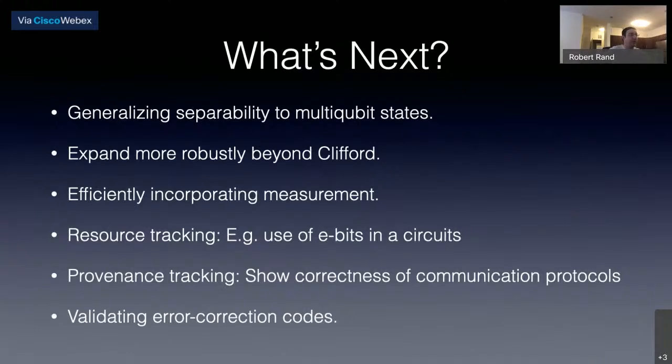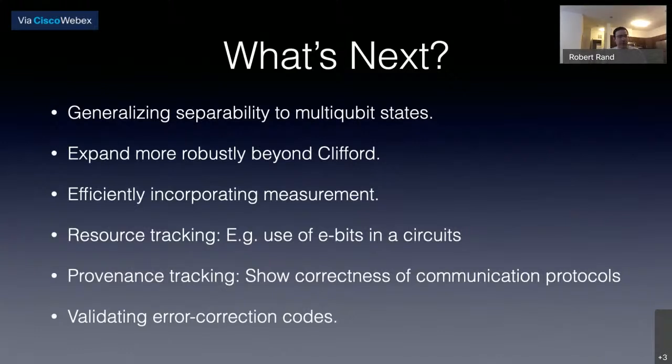So that's what I have to show you for now. There's obviously a lot of work that we want to do to make this more powerful, more robust. So separability is right now defined: you can only derive it from something from Z tensor some number of I's. There are more ways of proving separability between states of multiple qubits, and we can do those using intersection types. We'd like to expand more robustly beyond Clifford, so maybe have types that are between X and top.